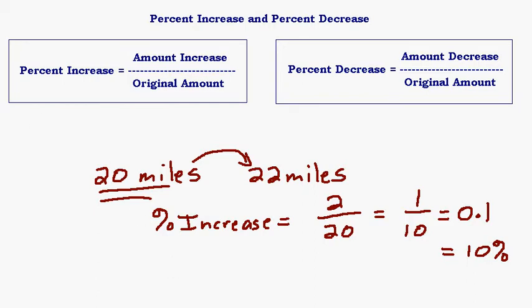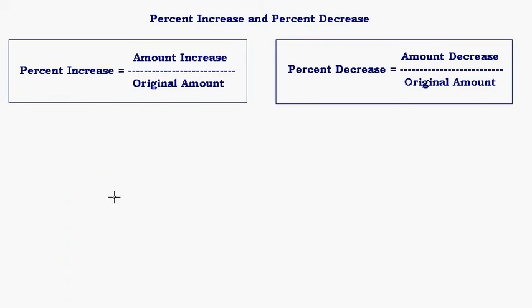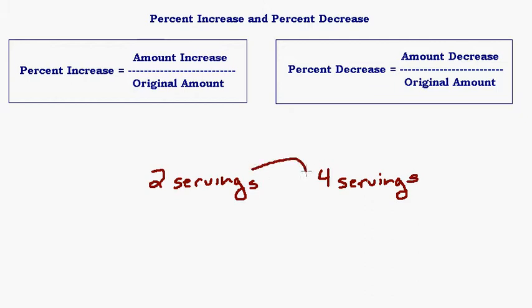Let's look at another example of one you could do in your head. Let's say you're trying to eat more vegetables. So one day you only eat 2 servings of vegetables. We'll do it in a day. And then the next day you eat 4 servings. So you increased your amount of servings. What is the percent increase between day 1 and day 2?